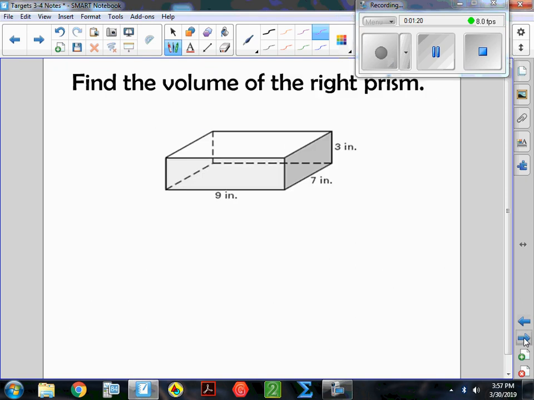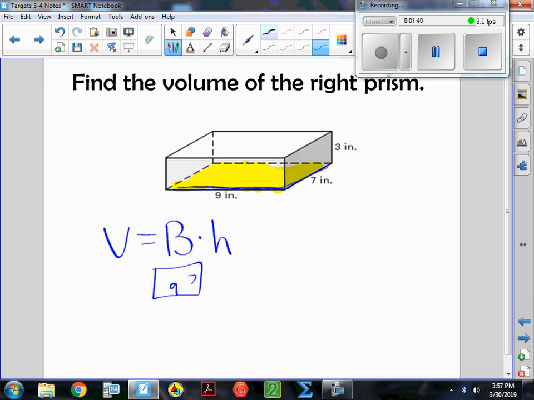All right, so first example, find the volume of this right prism. So make sure you know what the base is. Okay, I have a rectangular base again. So volume equals base times height. The area of my base is a rectangle that is 7 by 9. So 9 times 7 is going to be the area of that base. Then times the height. The height is the vertical distance or the perpendicular distance between the two. So the height is 3. So I'm looking for 9 times 7 times 3, and I get 189 inches cubed. And that's my volume for that prism.